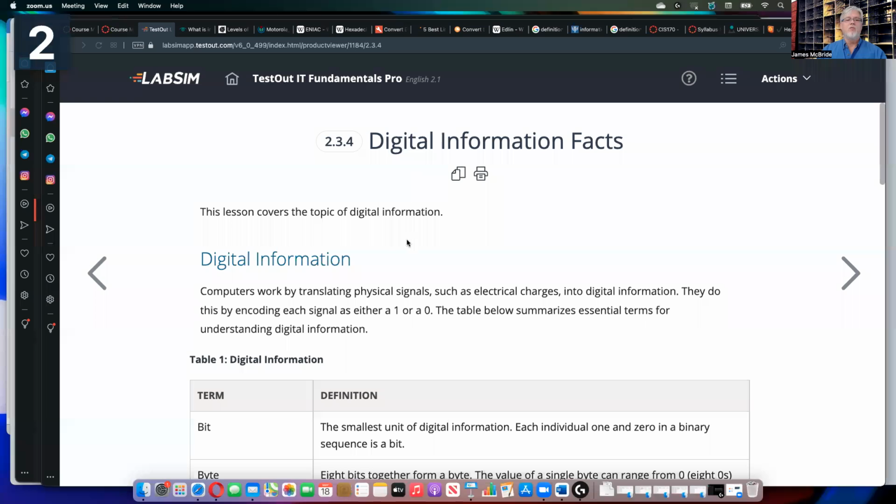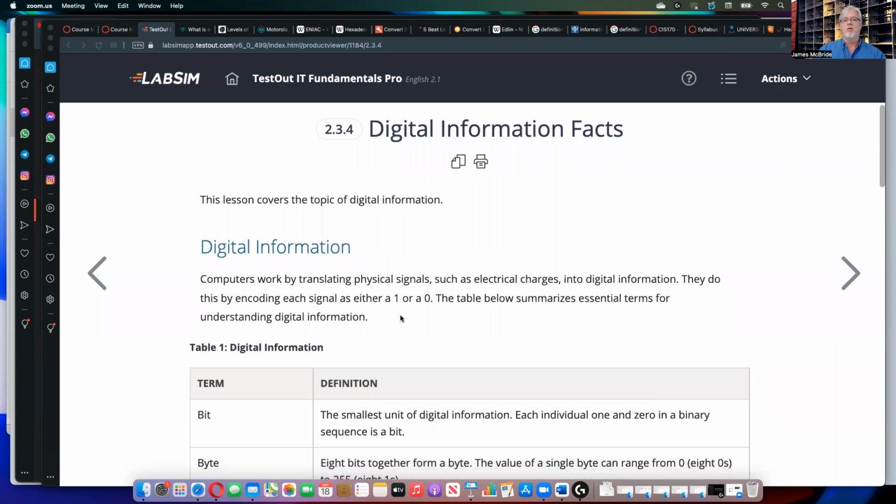All right, let's continue on our journey. Try to understand a little better of what we're doing here with digital information. We're going to shift gears and then we'll come back to Unicode. This information is about how do we measure the information that we have.